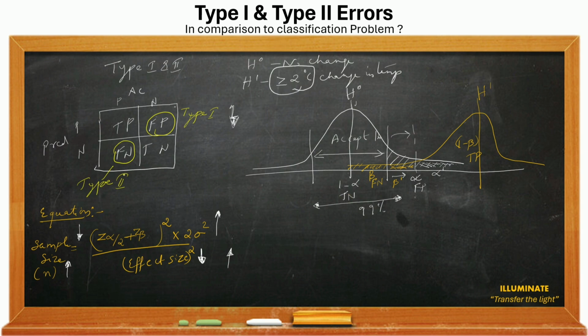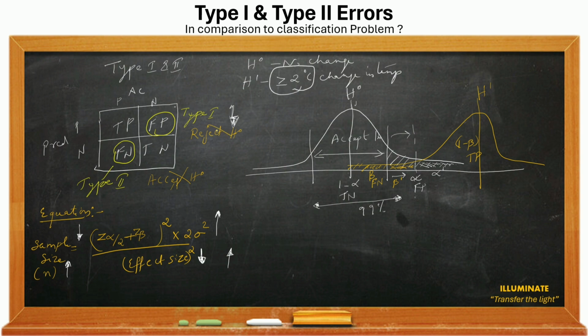So the further you go on the right hand side for your alpha, that means your confidence level is increasing by reducing the alpha value, you are compromising on beta. That means false negative. So there is a probability that you will make a type 2 error, of accepting null hypothesis when it is incorrect.